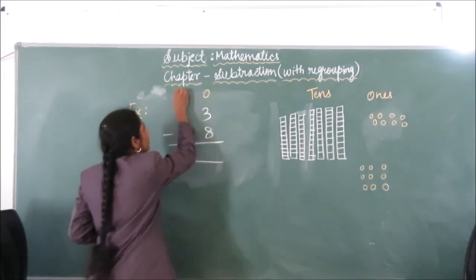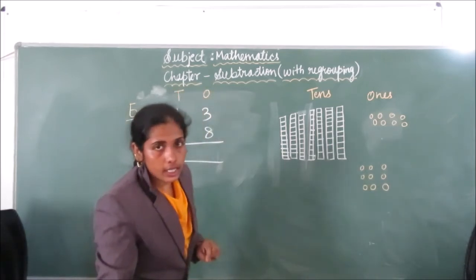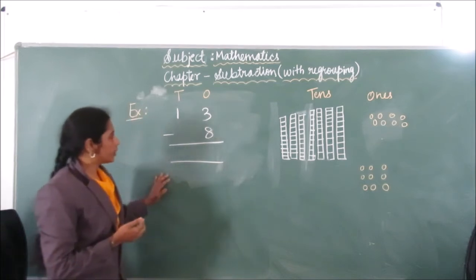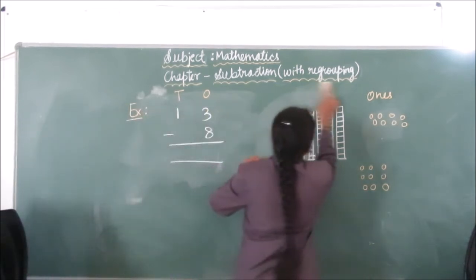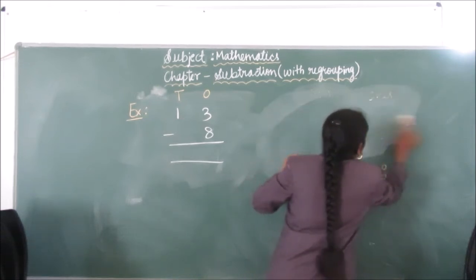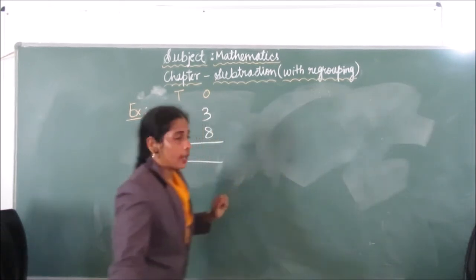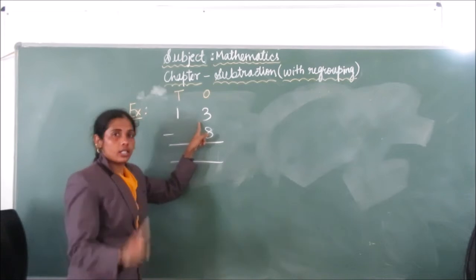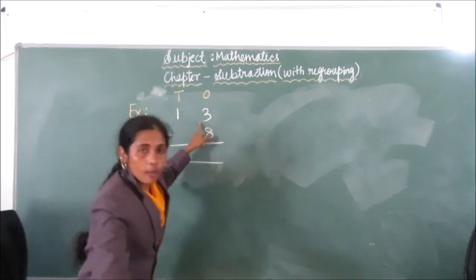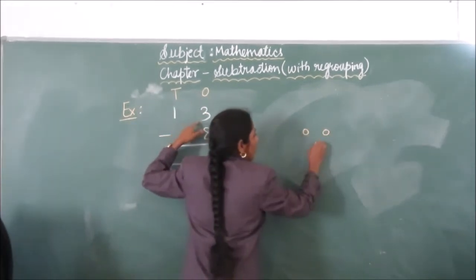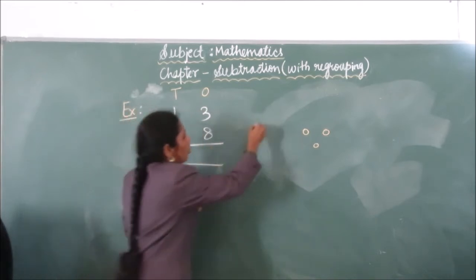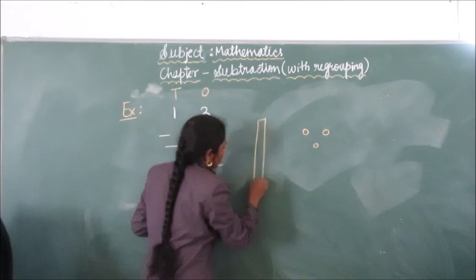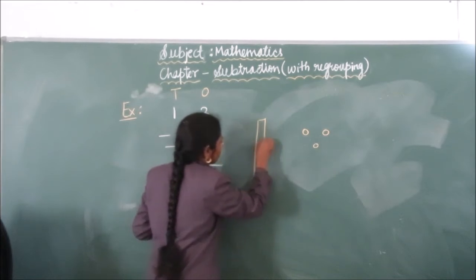Place of ones, place of tens. Okay children, now come to the point. Let me erase all this. How many ones? 3 ones. Here down, 8. How many tens? Only 1 ten. Only one bundle of tens.